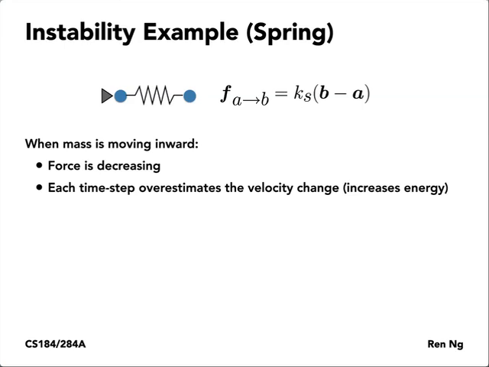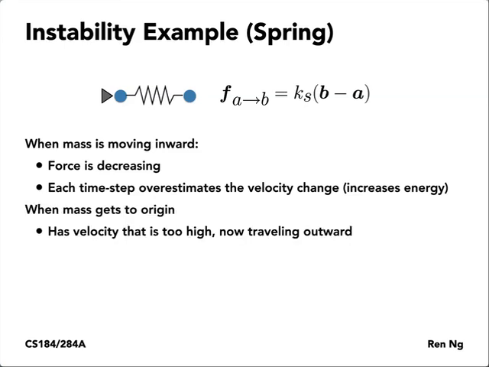But at each time step, we're going to overestimate the velocity change, because in forward Euler, we're going to take the velocity times the delta t and add it to the position. So even though the velocity is decreasing at that one time step, we're going to estimate the motion change in that particle to a displacement that's larger, because we've overestimated this decreasing velocity. When the mass gets to the origin, at this point in the cycle, it's going to have a velocity that is too high. It's now going to be starting to travel outwards.